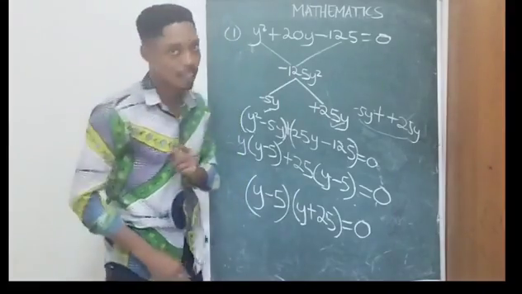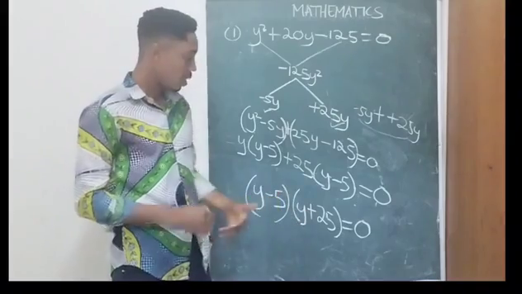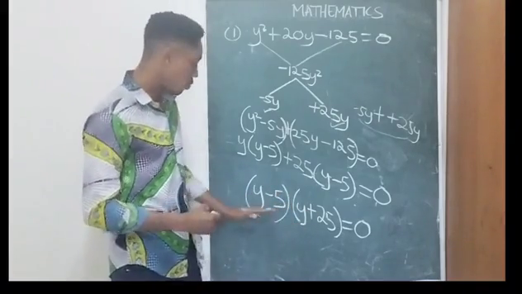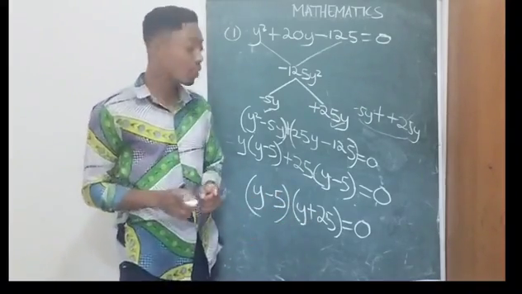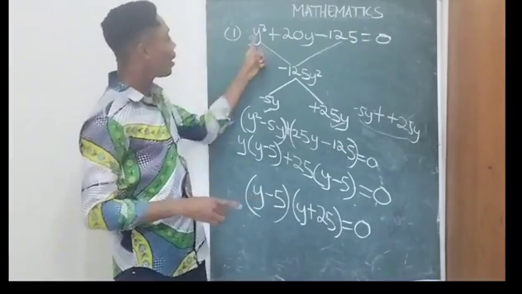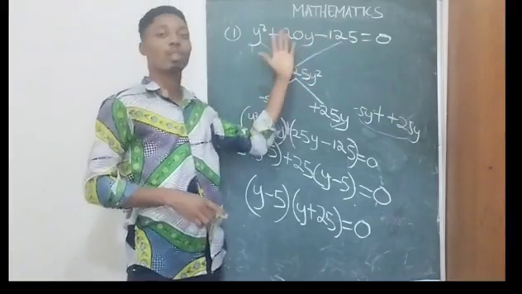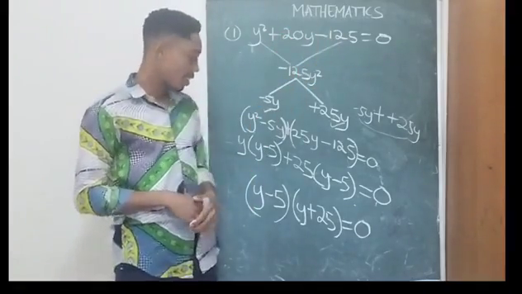To check the authenticity of these factors, if you open this bracket by expansion, it should take you back to the expression on the left hand side.